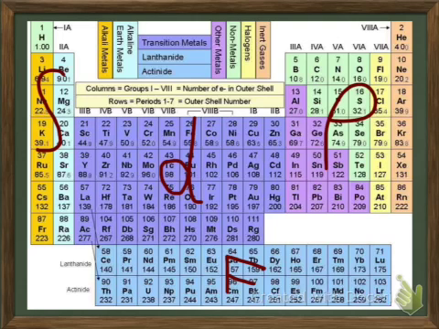The s orbital contains one single orbital, so it's the s orbital set. The p orbital set contains 3 orbitals. The d orbital set contains 5 orbitals. And the f orbital set contains 7 orbitals.